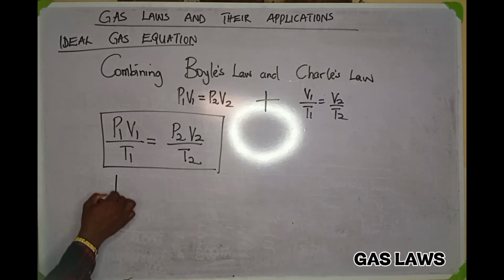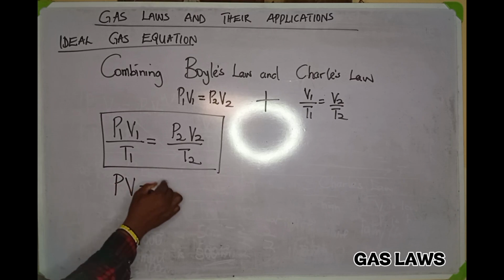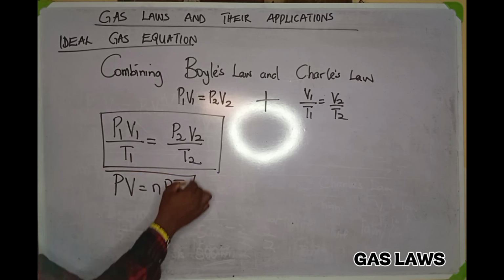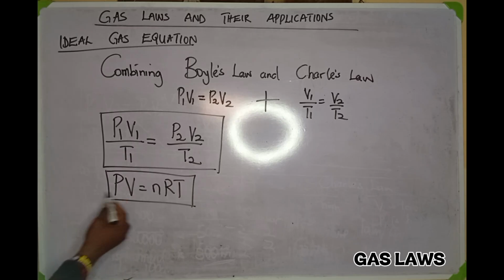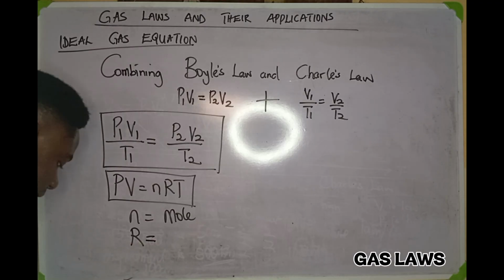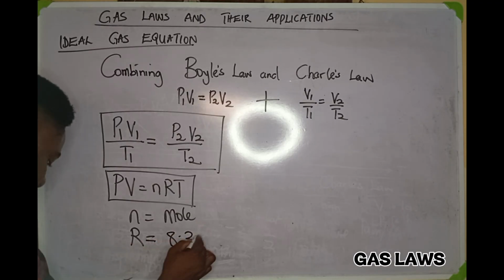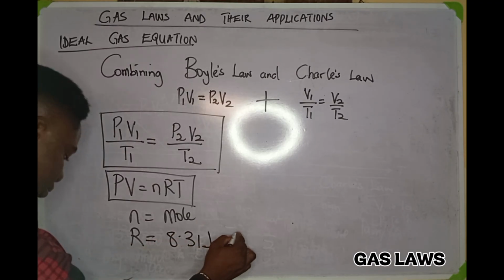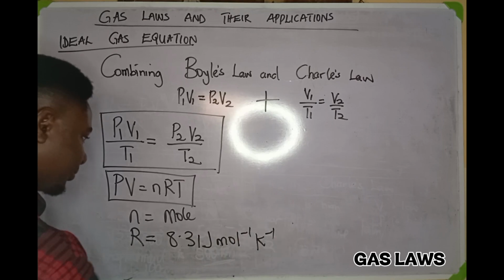Or we can also use PV equals nRT. This is also the ideal gas equation. P is pressure, V is volume, n is the number of moles, and R is the ideal gas constant. It is a constant that will give you the value. The value of R is 8.31 joules per mole per Kelvin.